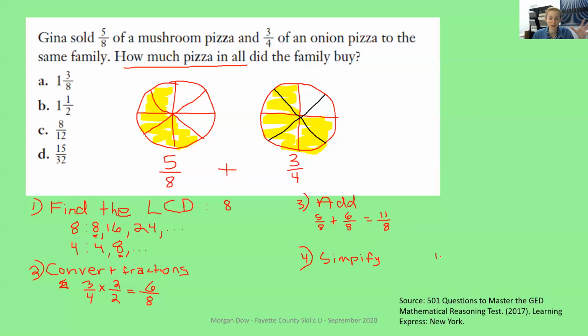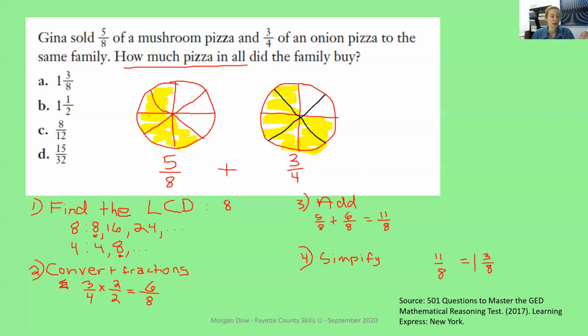So what do we do to take an improper fraction and change it to a mixed number, so a mixture of a whole number and a fraction? Well, usually what we do is we divide. So we say 8 goes into 11 one whole time, right? We can make one whole pizza out of 11/8. And then we're going to have 3/8. We're going to have a remainder of 3 left over. So 11/8 means the same thing as 1 3/8.